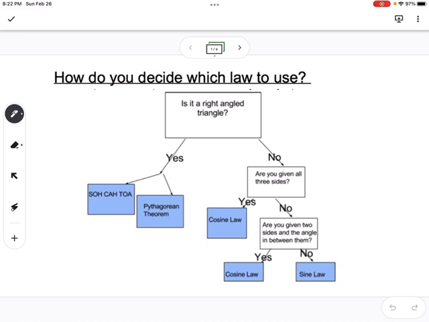For your test, you'll be able to create a one-page, one-sided cheat sheet. That's where you're going to put all of the formulas you need and anything else you may want to include. That may include this diagram here where it shows you what to use when. Okay, I'm going to leave that up to you.